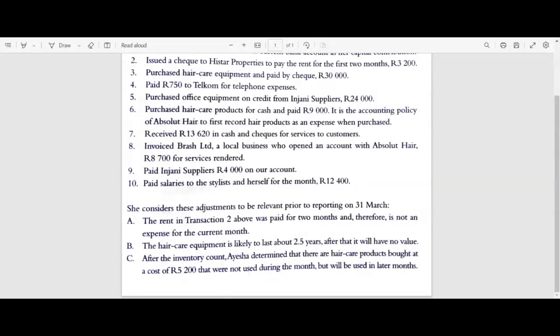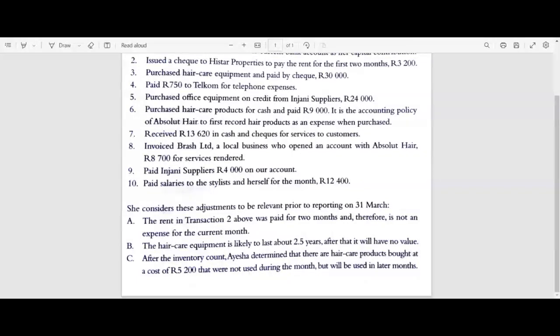Services rendered. Thank you, Nilindi. There we go. Services rendered. So that is still for the hairdressing services. It's still income. It's still going to increase, obviously, our equity. So we will call that services rendered. In fact, they tell us there that that 8,000 rand was for services rendered. So once again, very logical, ladies and gents.